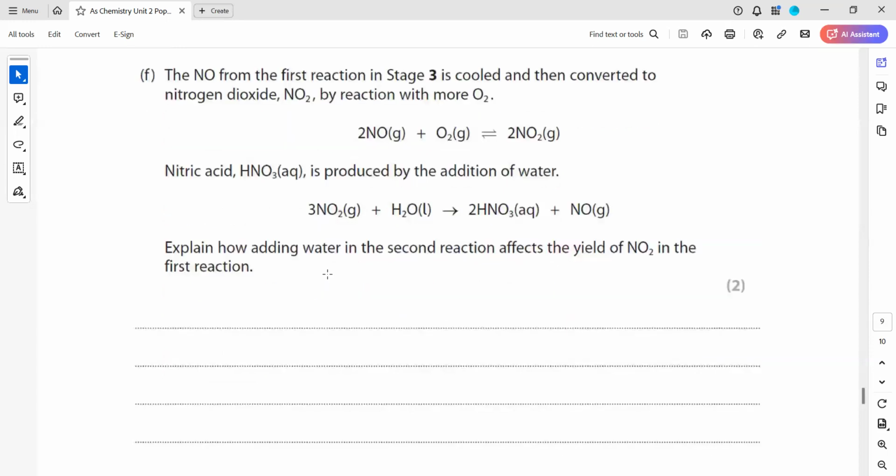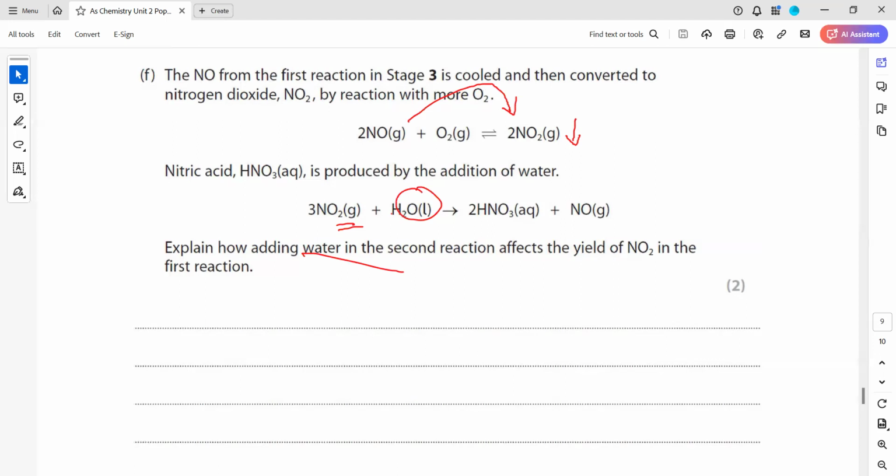NO from the first reaction, stage 3, is cooled and then converted into nitrogen dioxide and nitric acid. Explain how adding water in the second reaction affects the yield of nitrogen dioxide in the first reaction. If we add water, water will react with nitrogen dioxide. So the amount of nitrogen dioxide in the first reaction will decrease. Where will the equilibrium shift? The equilibrium will shift towards the right-hand side.